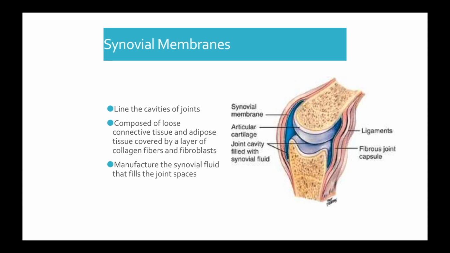And then we have synovial membranes. They line the cavities of joints. They're composed of loose connective tissue and adipose tissue covered by a layer of collagen fibers and fibroblasts. They manufacture the synovial fluid that fills the joint spaces. So they secrete synovial fluid that surrounds the joint spaces.